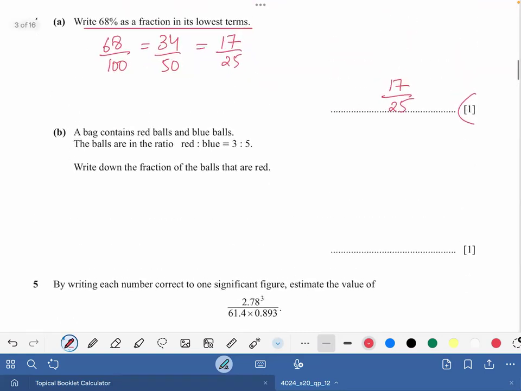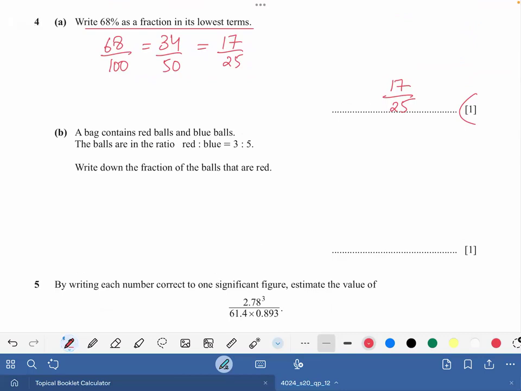A bag contains red and blue balls. The balls are in the ratio red to blue is 3:5. So it means that the total, the sum of the ratio, is 8. Write down the fraction of the balls that are red. So the fraction of reds is 3 by 8. You will get 1 mark only in this scenario. If you write 3 by 5, you will get 0 marks here. Okay. So for 1 markers, they do not require any working, but the answer should be right.